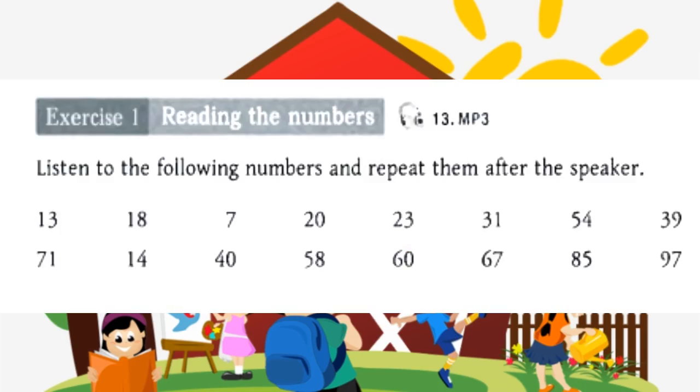Exercise 1. Reading the numbers. Please read these numbers after me. 13, 18, 7, 20, 23, 31, 54, 39, 71, 14, 40, 58, 60, 67, 85, 97.